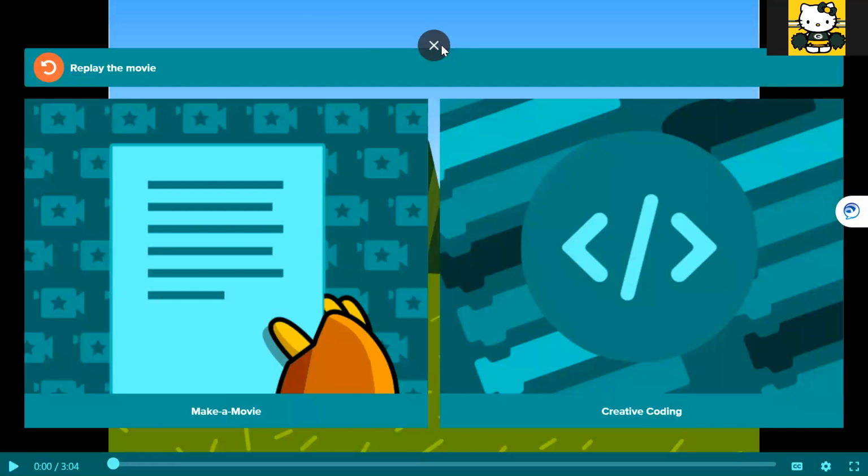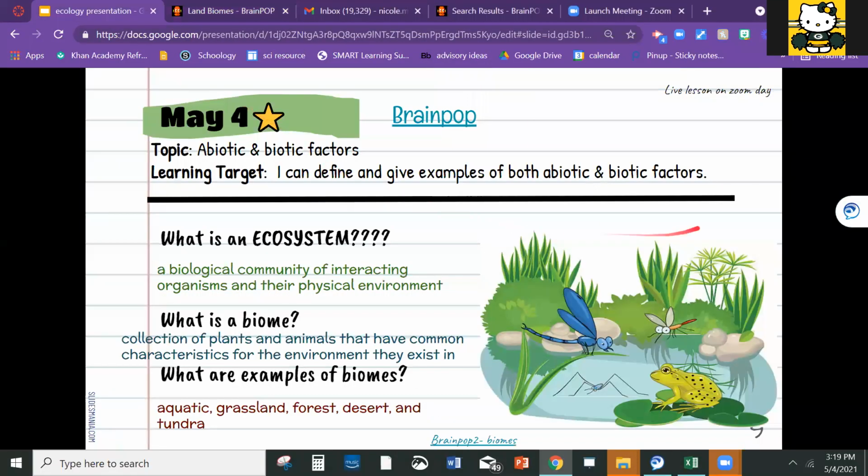All right, let's close this out. If you did not get all of these definitions, do you want to take a quick screen capture of this, please? Again, what is an ecosystem? What is a biome? And then examples of biomes.